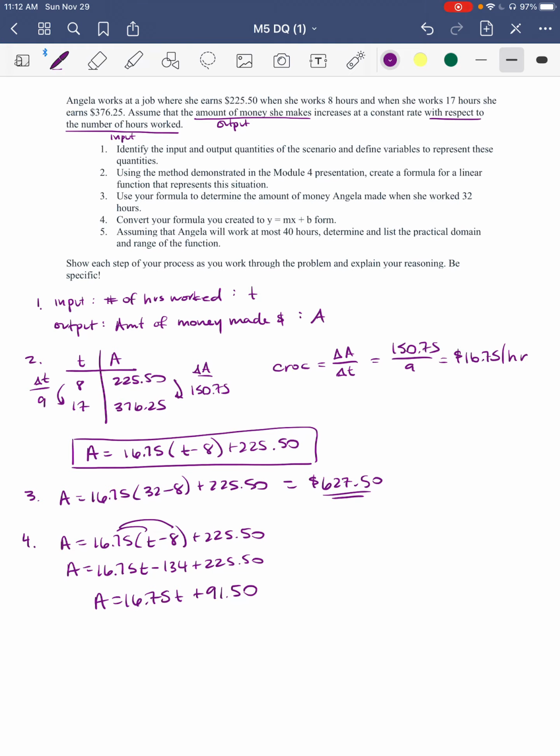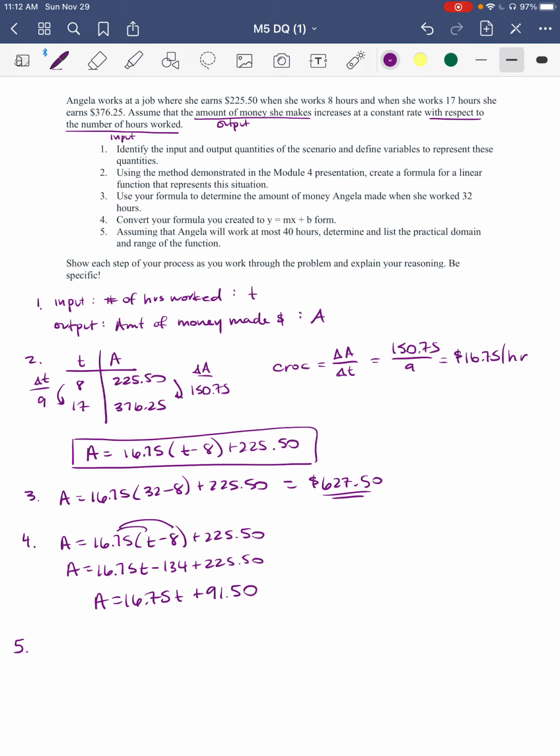So at her job, it sounds like she gets a base pay of $91.50. Don't know why. And then every additional hour she works, she makes $16.75. Not a bad deal. And then part 5 says assuming that Angela will work at most 40 hours, determine and list the practical domain and range of the function.